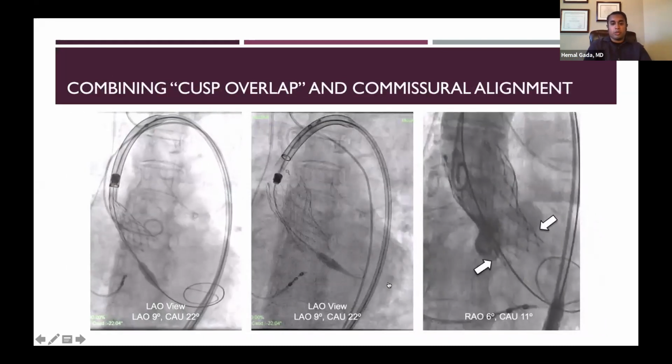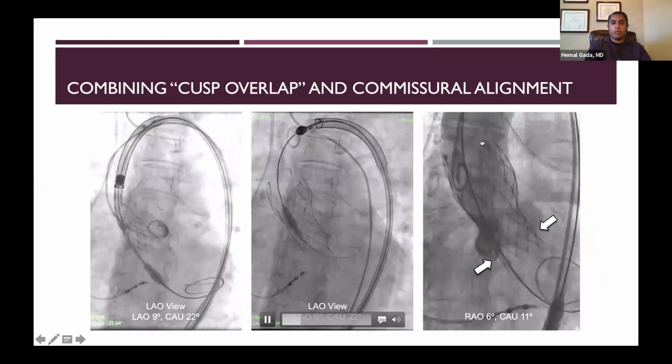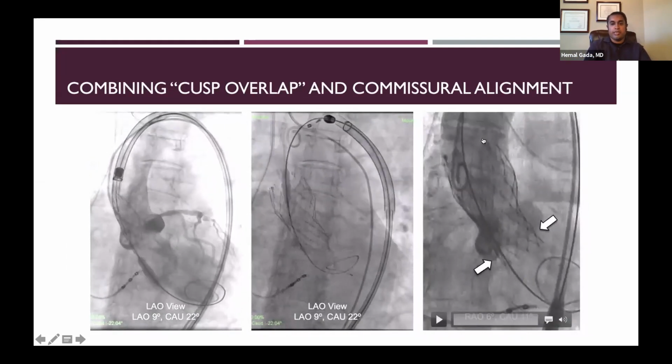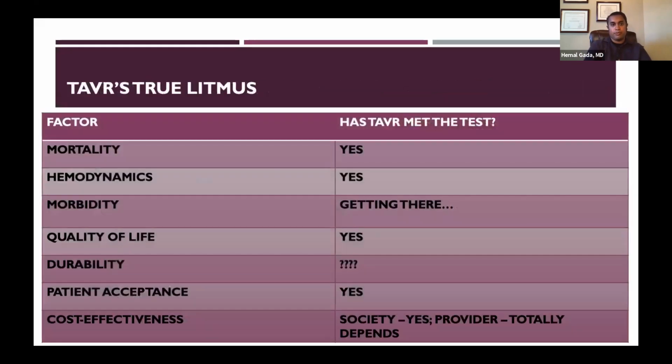Combining cusp overlap and commissural alignment, he's shown this very well. As you see the C-tab release, it's going to be offset to the side of the screen here. And then again, comparing what you look like in a 3-cusp view versus a cusp overlap view, this is good commissural alignment, meaning that your neocommissure is going to be offset from the ostia of the coronary arteries.